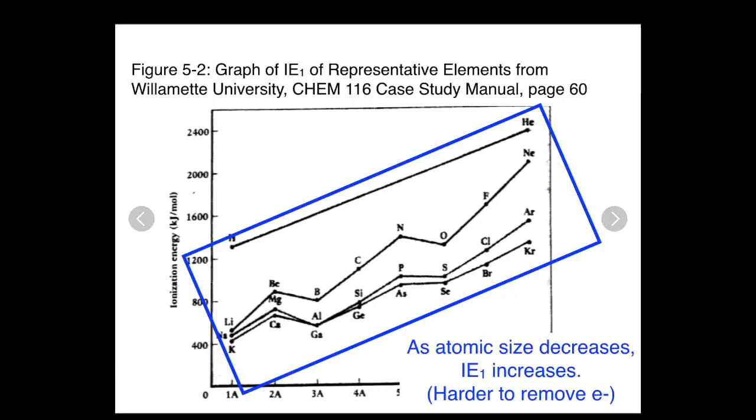Okay, and you also see another trend when you go across the period, as we mentioned earlier. As you go across the period, you will notice that the size gets smaller because the effective nuclear charge becomes stronger. So the size becomes smaller, and therefore it's going to be harder to remove an electron. It's going to require more energy to remove an electron. That's why you are observing an increase of energy from left to right across the periodic table. Okay.